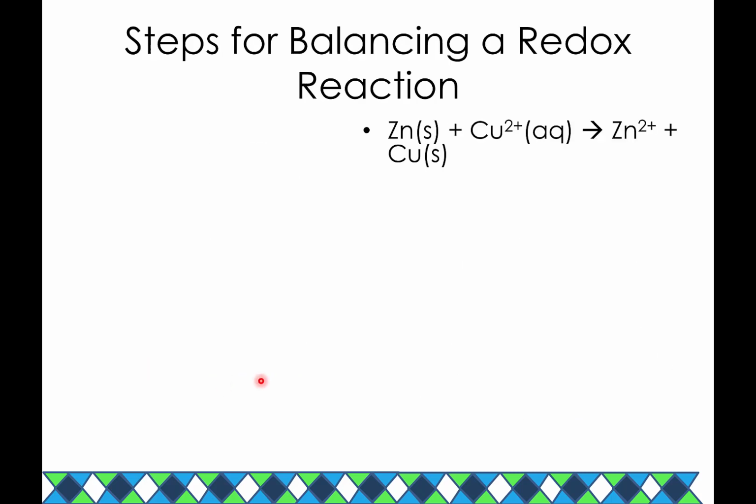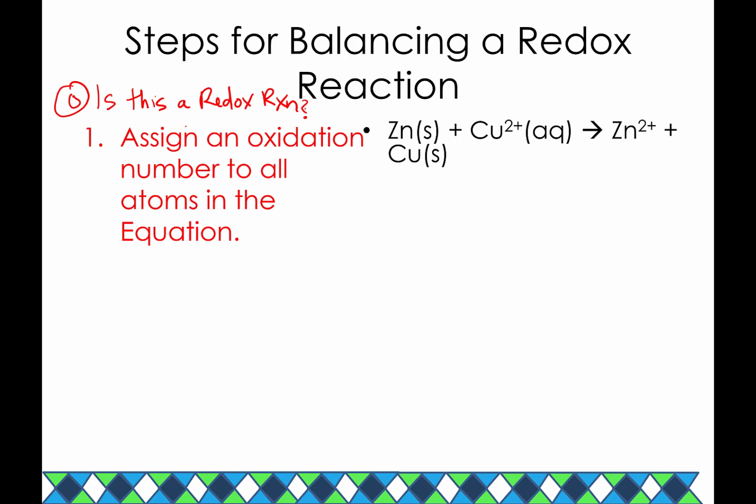We need to talk about the steps for balancing a redox reaction. So the very first step, sort of step 0, I'm going to just put it up here. The first step is we have to determine, is this a redox reaction? And the way that we can determine that is by assigning an oxidation number to all of the atoms in the balanced reaction. And if we have a change in oxidation state, then it is, in fact, a redox reaction. So first step is to assign oxidation numbers to all of the atoms.